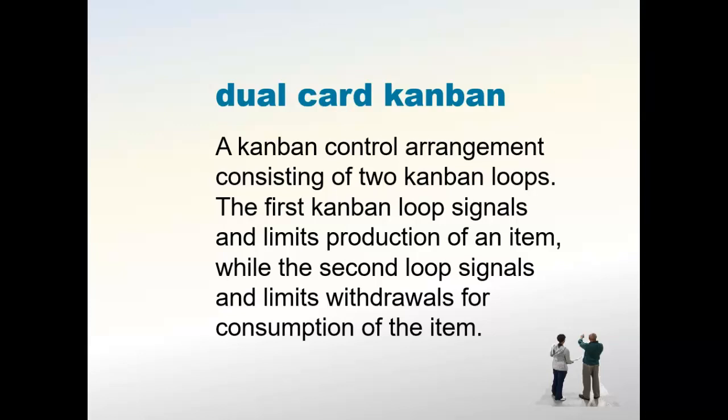So, for definition purposes, a dual card Kanban is a Kanban control arrangement consisting of two Kanban loops. The first Kanban loop signals and limits the production of an item, while the second loop signals and limits withdrawals from consumption of that item.